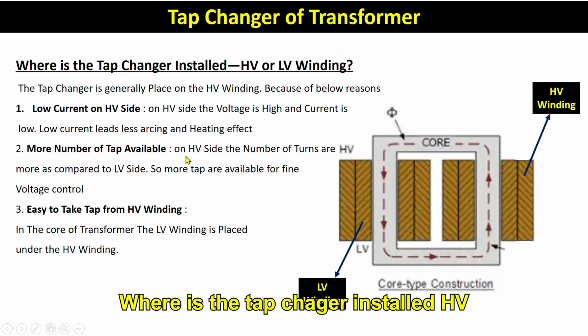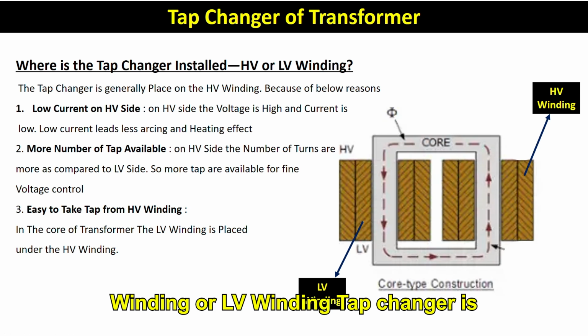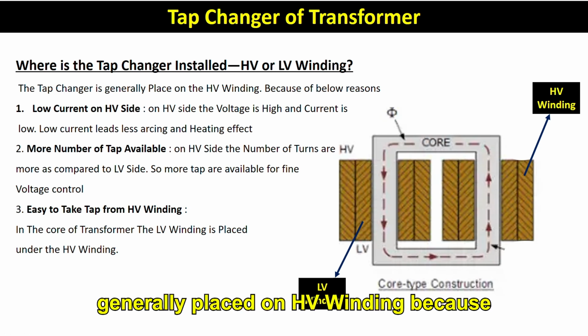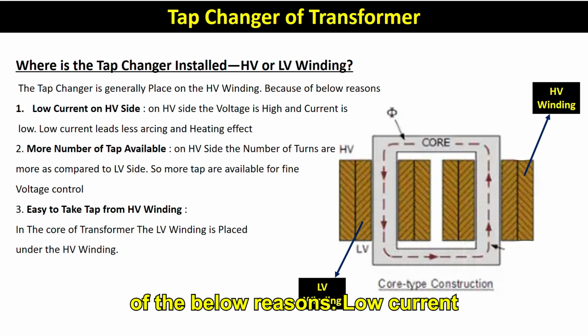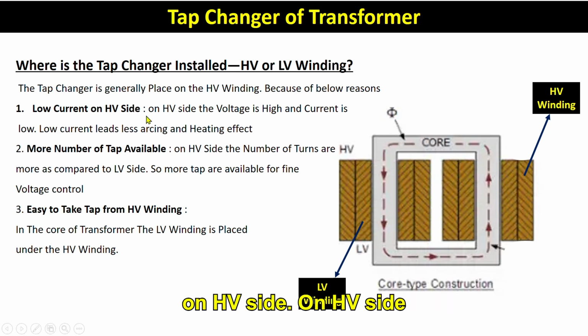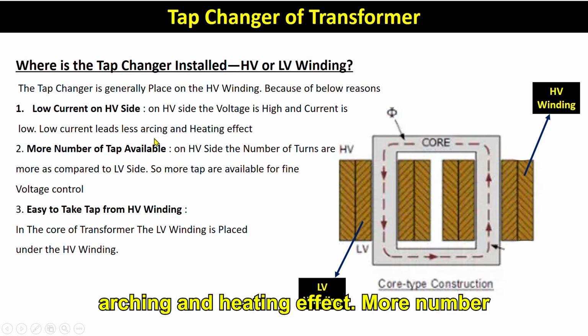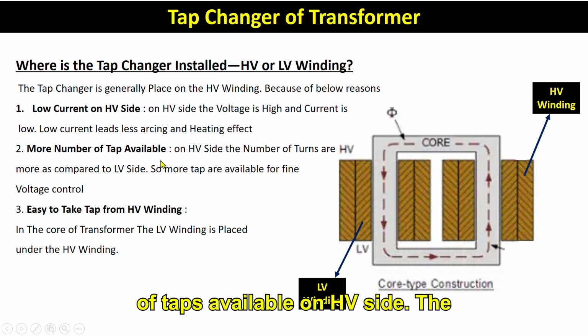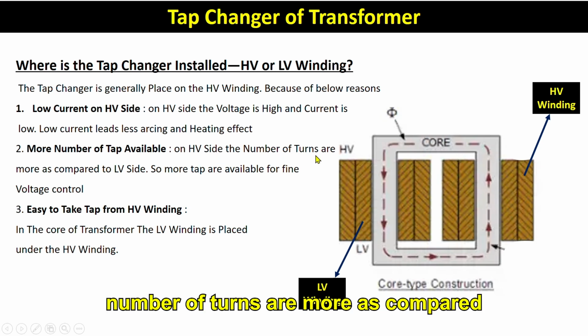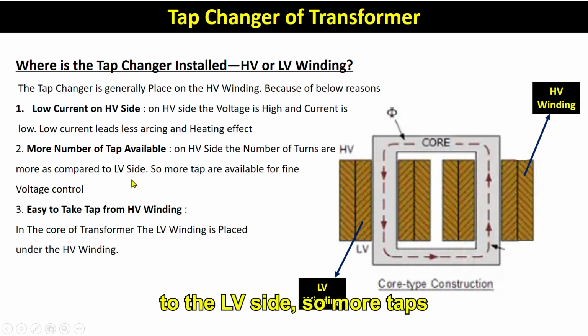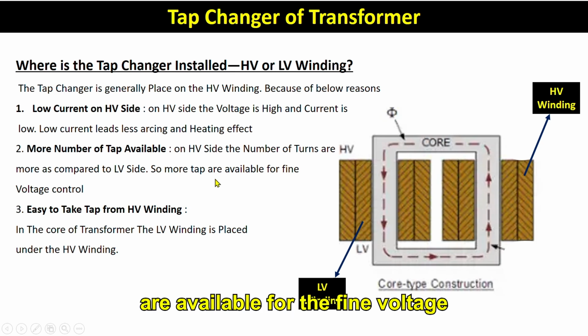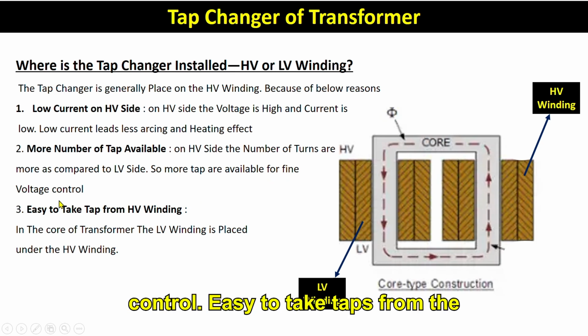Is the tap changer installed on the HV winding or on the LV winding? The tap changer is generally placed on the HV winding because of the reasons below. Low current on the HV side: on the HV side, the voltage is high and the current is low. Low current leads to less arcing and heating effect. More number of taps available: on the HV side, the number of turns is more as compared to the LV side, so more taps are available for fine voltage control.